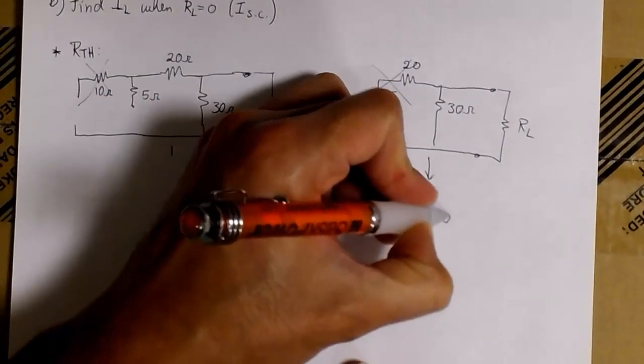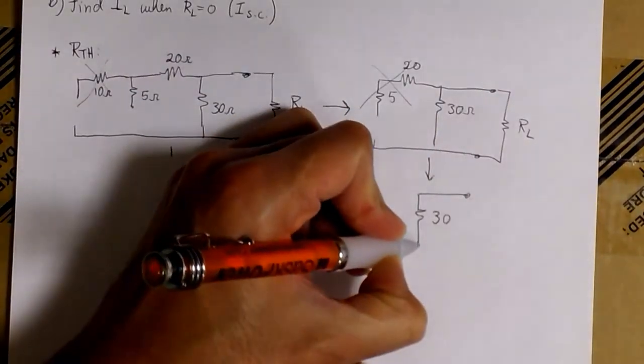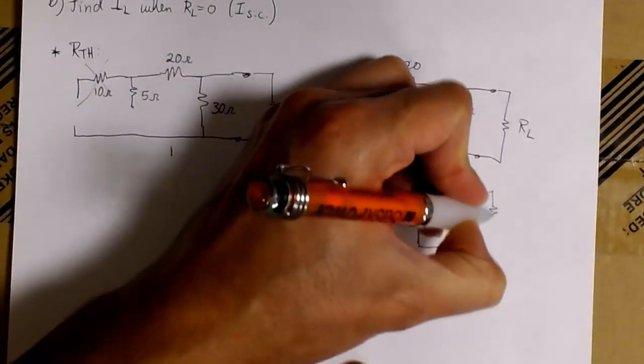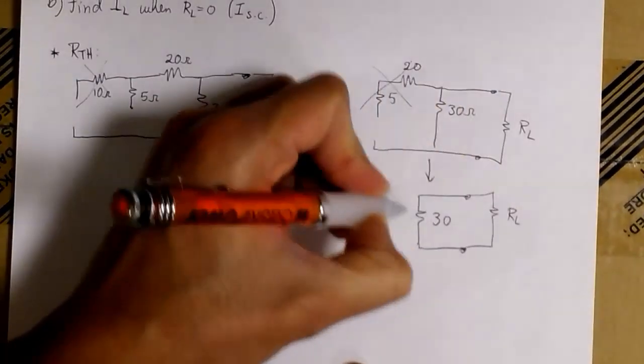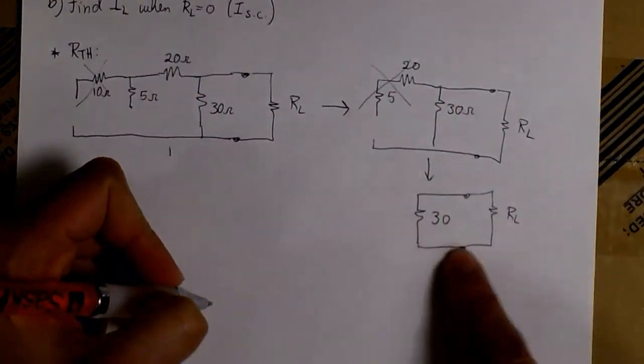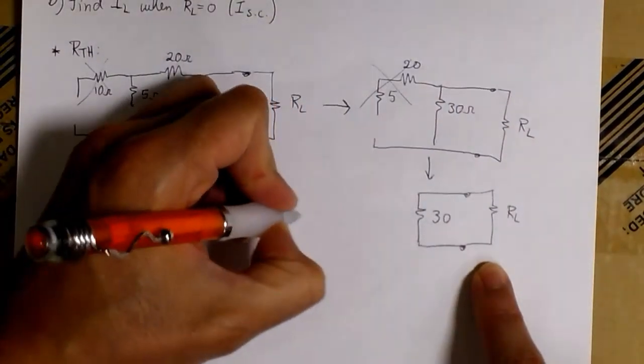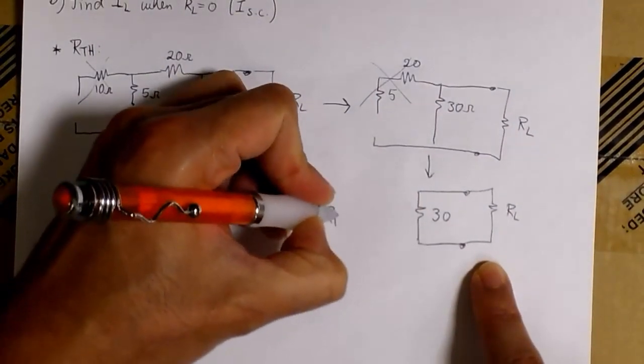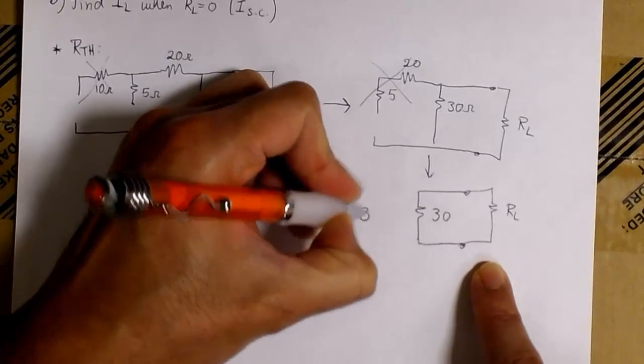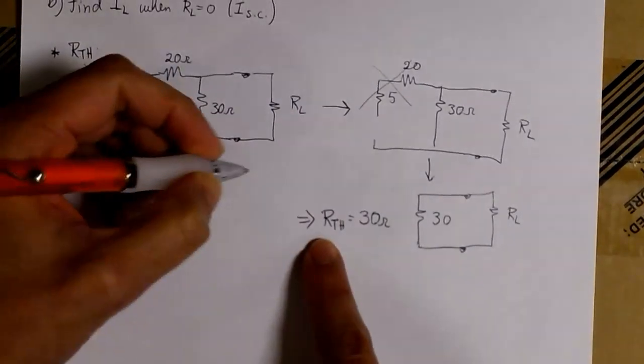one resistor, 30 ohms, and then the load RL. Then here we stop because we have just one resistor connected to the 2 points of the load, the 2 terminals of the load. So that's it, we have found our R Thevenin. And in this case our R Thevenin is 30 ohms.